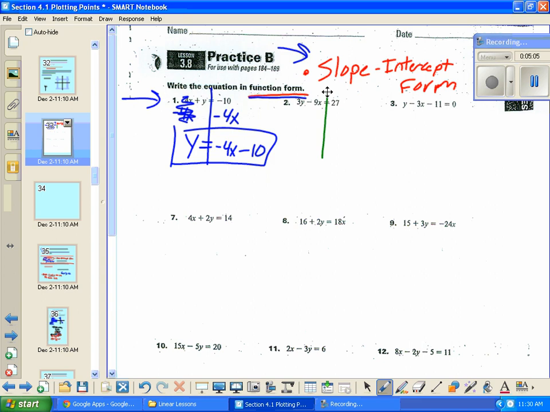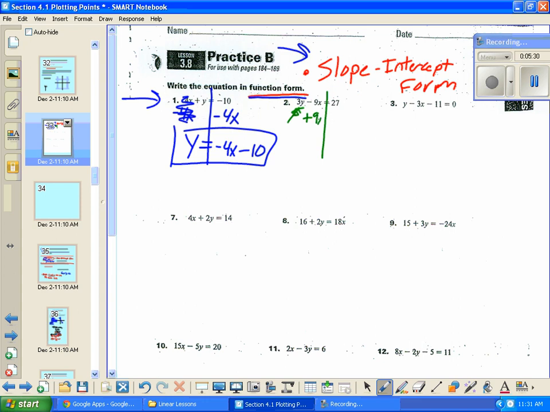So the second one says 3y minus 9x equals 27. Again, what I'm trying to do is get the equation in slope-intercept form. When I'm done with this, I want it to be y equals, and then the rest of my equation, all the other terms, on the right side. If I'm trying to get things away from this y term, then I have to get rid of this minus 9x. That's what I have to eliminate from the left side.